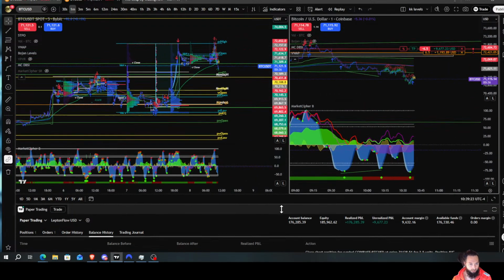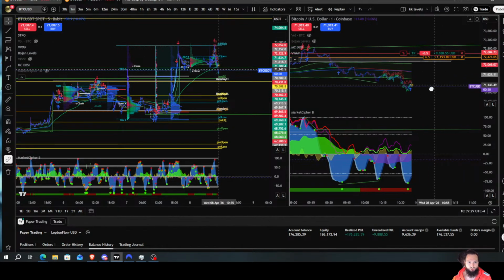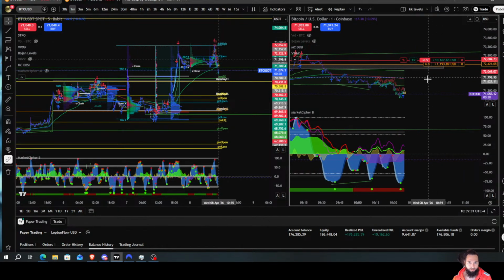Woo! We're making some money today, y'all, ladies and gentlemen. So now I have the last 6.5 Bitcoin on this trade. I'm still up $10,000 with the 6.5.